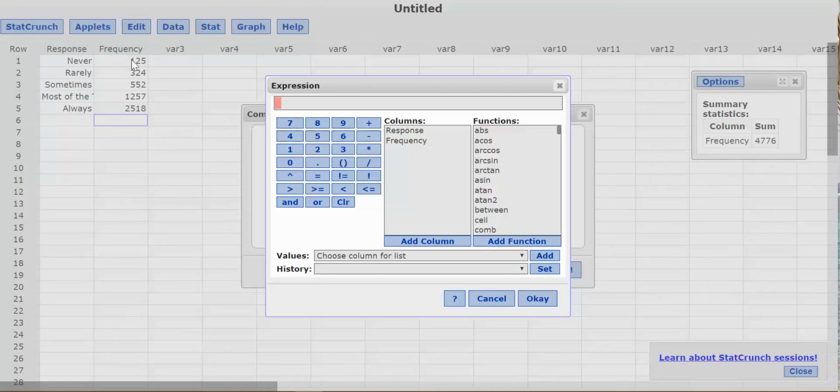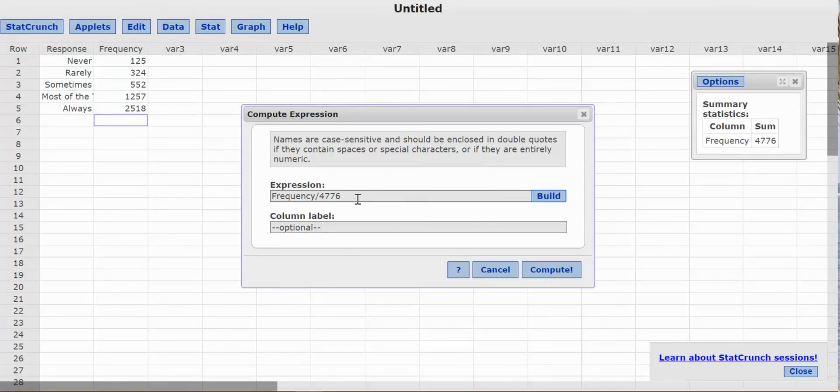Because the percent with which never responses occurred would be 125 divided by the total responses of 4,776. So I want to choose the frequency column, and I want to divide each of the individual cells within that column by this one number of 4776. So that's what I enter right here. I click OK, and that's what the expression is for that particular column.